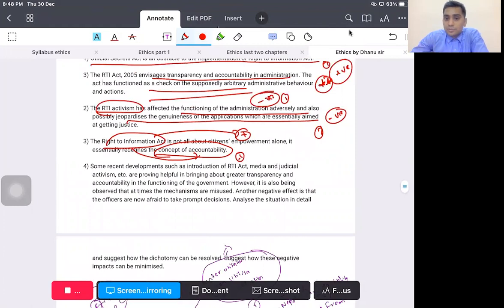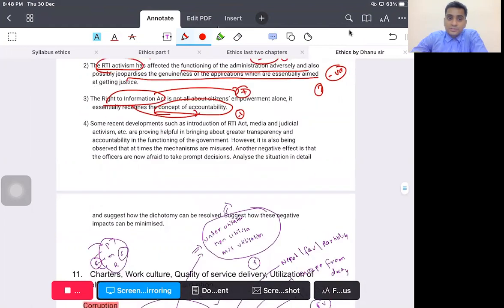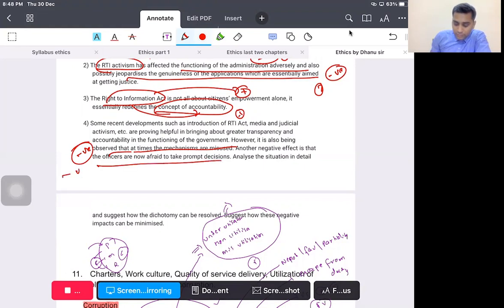RTI activism is going to be used for some selfish gains. However, another negative effect is that the officials are now afraid to take prompt decisions. This is another ill impact of the RTI Act: they are afraid to take good decisions or prompt decisions.